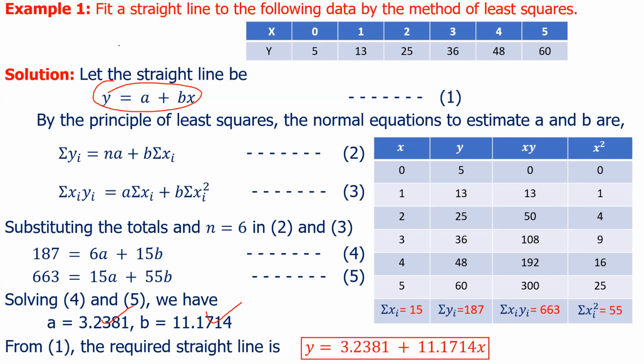Now, what is the use of this? We are able to find out the value of y at x equal to 3.5. If you put x equal to 3.5, we are able to calculate the value of y. Even the value of y at x equal to 10 or x equal to 100, we are able to calculate. So these are the very much applications of the method of least squares using curve fitting.